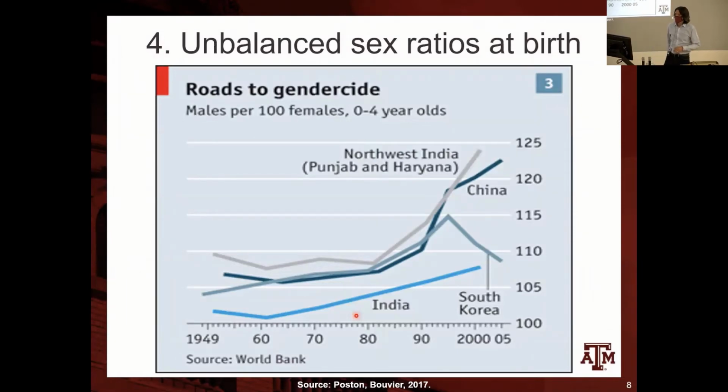We still have a lot of countries in the world that have a preference for boys instead of daughters. And what's usually the natural or the biological sex ratio at birth? It's usually around 105 boys per 100 girls. But you see that some countries like India, South Korea, China, or this area in Northwest India, they have sex ratios at birth much above 105.